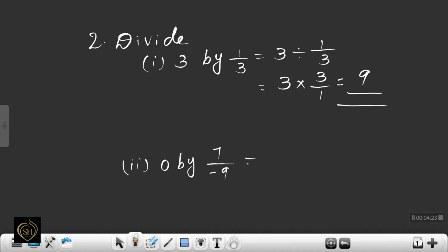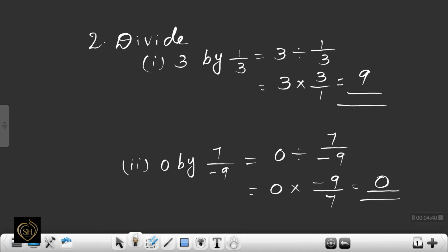Second question, 0 by 7 by negative 9. Write the meaning of the question. 0 divided by negative 7 by 9, that is the same as 0 into negative 9 by 7. 0 is multiplied by any number, we will get the product as 0 itself.